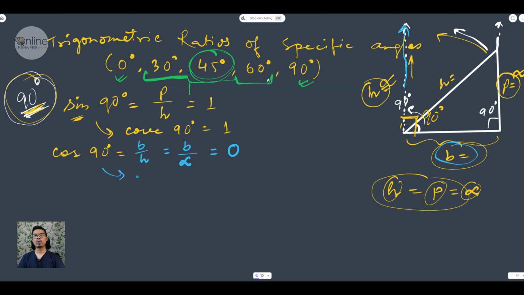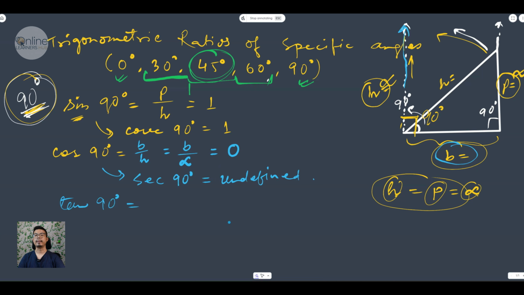Now what is the reciprocal of cos? It is sec. Sec 90 degrees. So sec 90 degrees will be what? The reciprocal of 0. What is the reciprocal of 0? We know that it is undefined, right? Because 0 cannot come in the denominator. That is the reason.